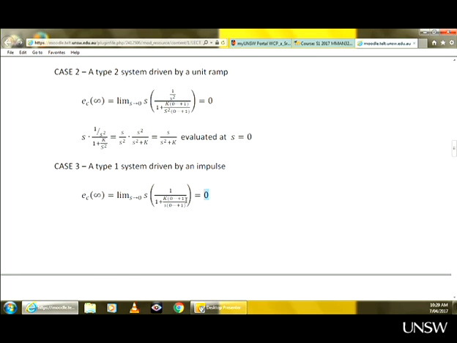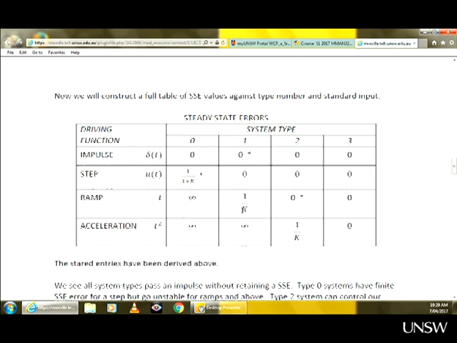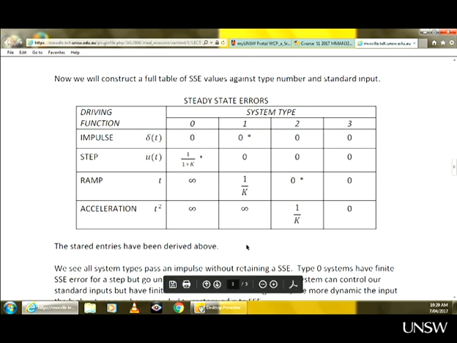Instead, let's present a table like this. So here you have the system type from 0, 1, 2, 3 onwards. Here you have different inputs: impulse, step, ramp, acceleration. Unit impulse, unit step, unit ramp, unit acceleration. And then you will see that you have a diagonal splitting 0 values and infinity values. The diagonal has a constant value. It's 1 over K pretty much all the way, apart from here, 1 over 1 plus K.